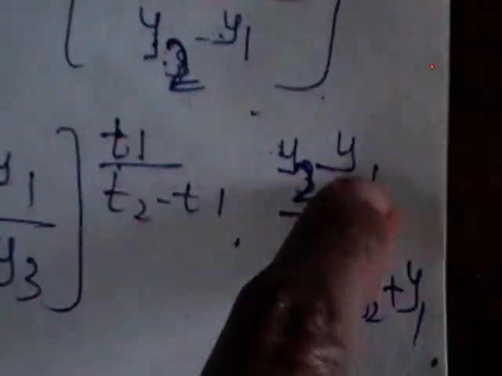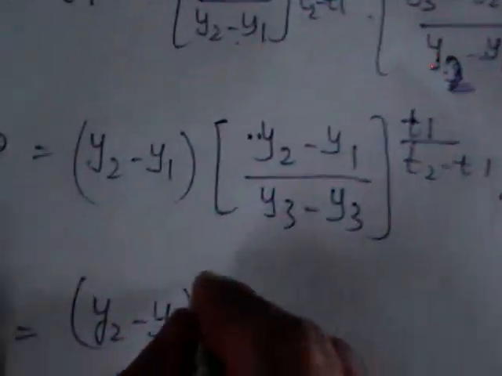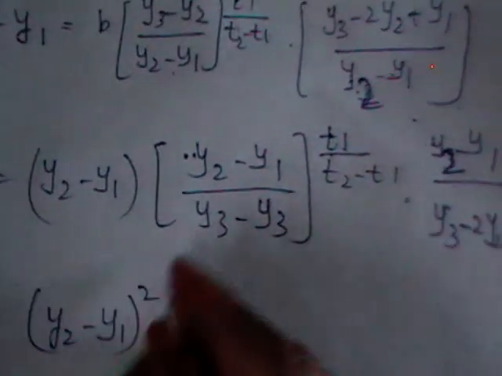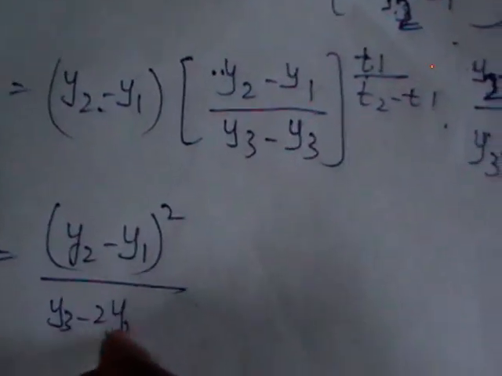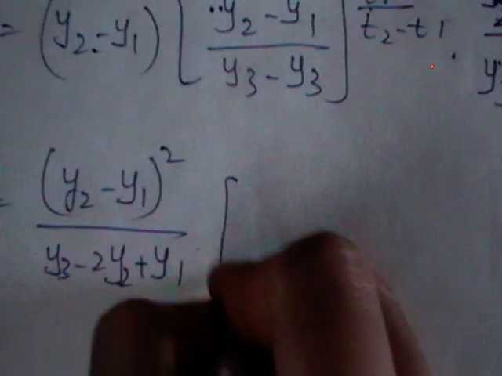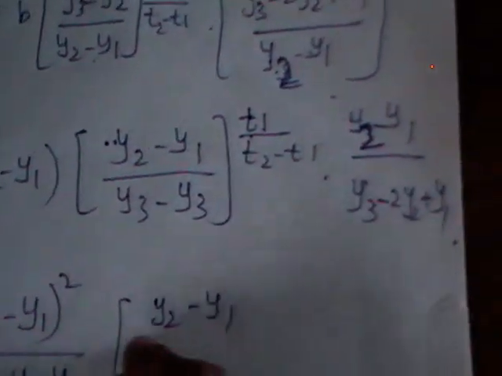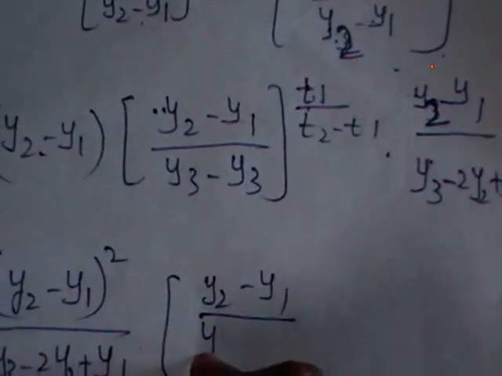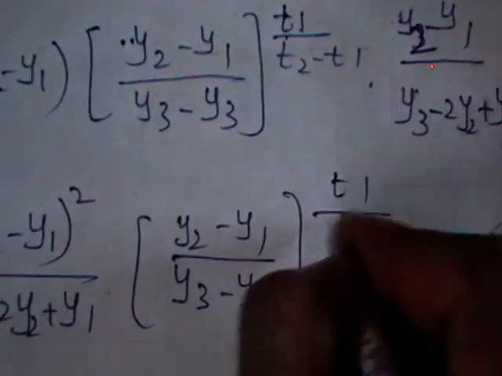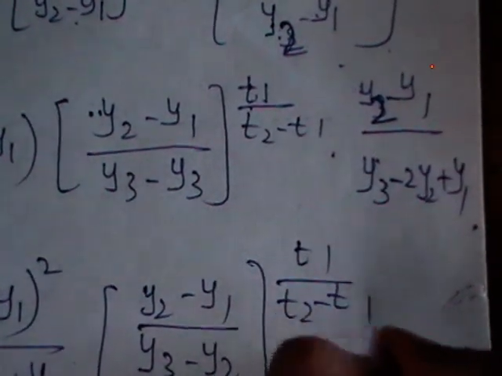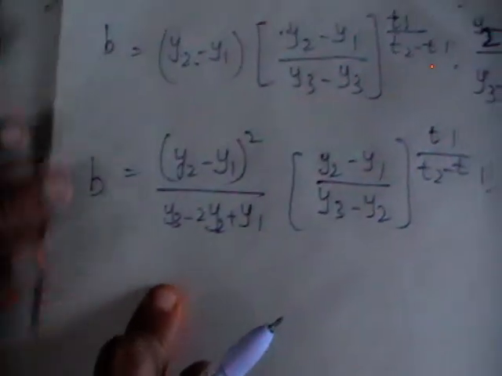So y2 minus y1 into y2 minus y1 will be y2 minus y1 whole square into, I think you will get here this term, y3 minus 2y2 plus y1 into y2 minus y1 by y3 minus y2 whole power t1 by t2 minus t1. This is nothing but the expression for b.